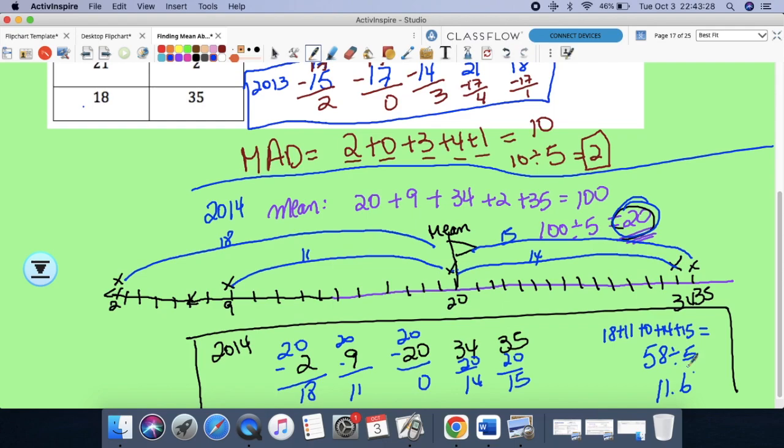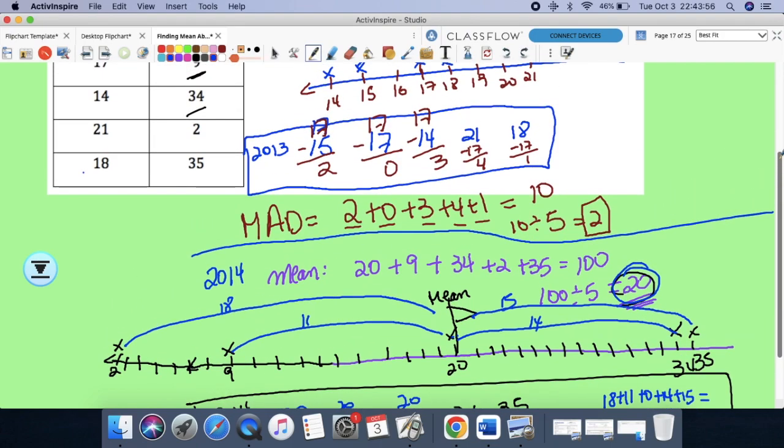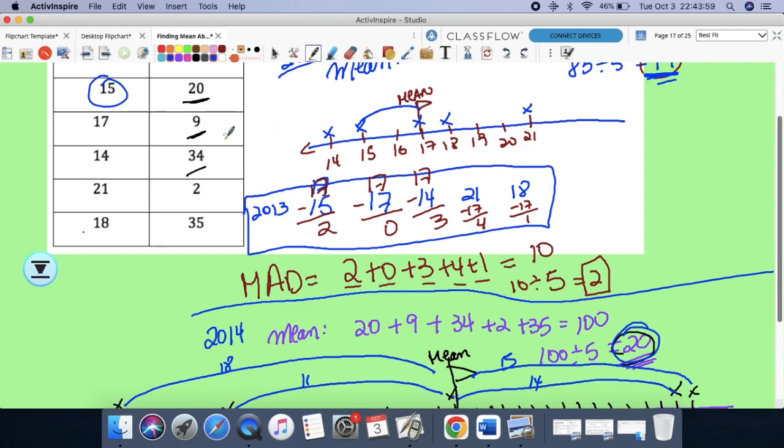And here is the math. Notice that in 2014, they were further away from the mean, right? Because look, their distances are very far. They're very far from the mean. In 2013, if you remember, look, they're very close to the mean, right? So the distance in 2014 was a little bit bigger.